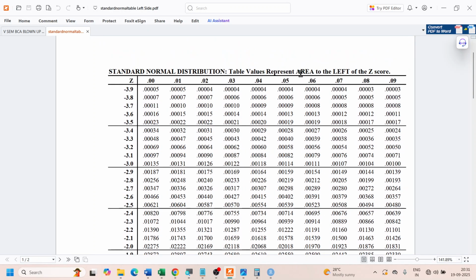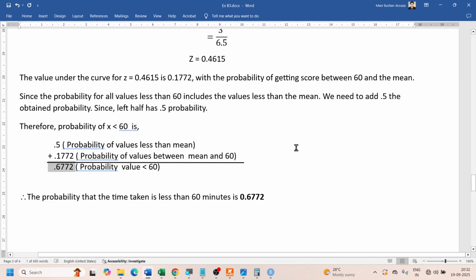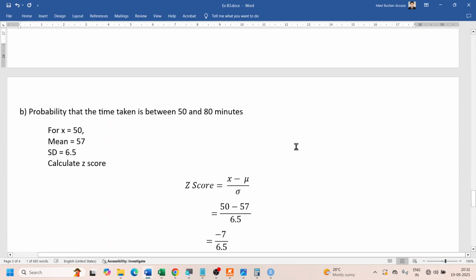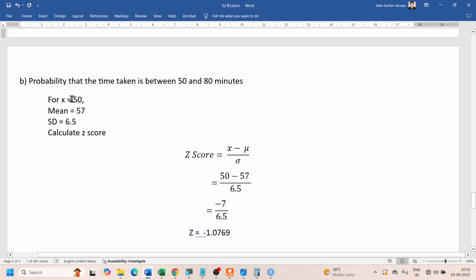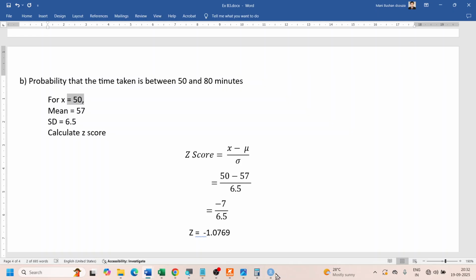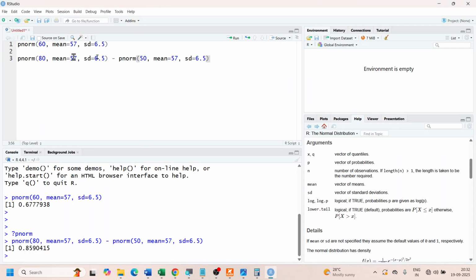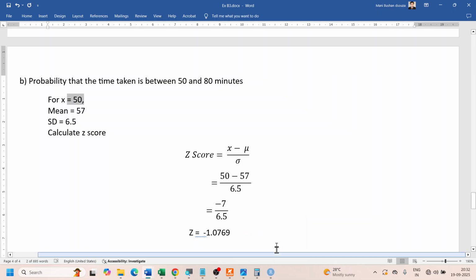Remember, this is the probability area from the left hand side. So from the z-score, all the value in the left hand side is given. Let's first calculate this, and then we will go ahead with the value. We will start with the probability for 50. Remember, we have to do 80 minus 50. Let us calculate the 50 part, and then we will calculate the z value for 80, and then we will subtract it.